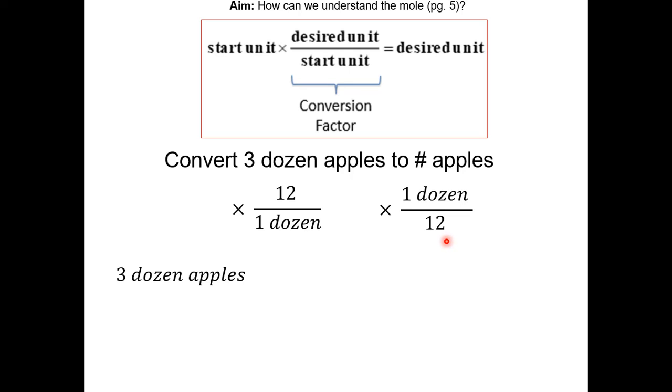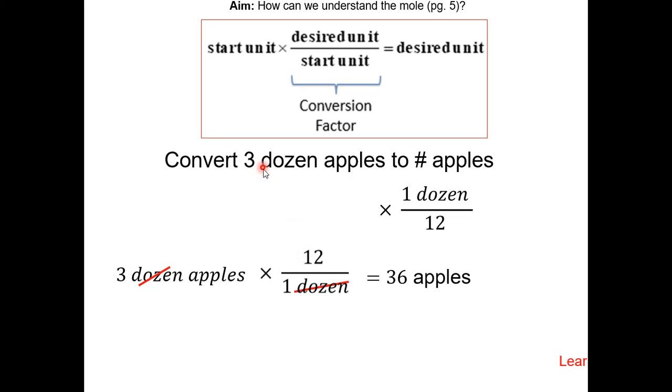To figure out which one to use, you look at our start unit. Since our start unit is a dozen, you want to use a conversion factor with dozen in the denominator, so that the dozen will cancel out when you multiply. So 3 times 12 is 36. So 3 dozen apples is 36 apples.